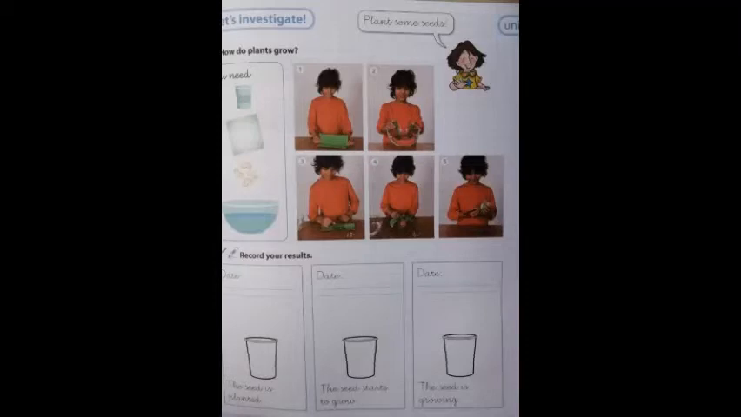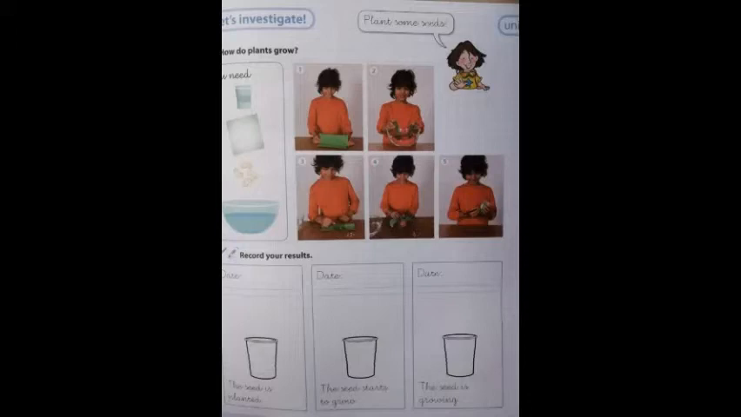Number two, you make it wet. You dump it in water. Number three, put the seeds inside. Number four, put the seeds, covered by the napkin, in the glass, in the cup. And then put on the date, what kind of seeds they are.